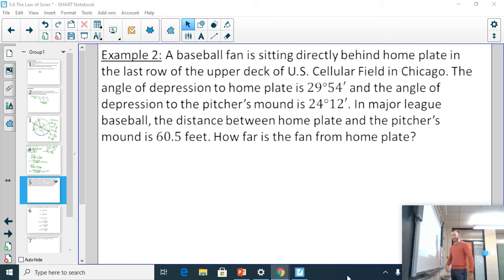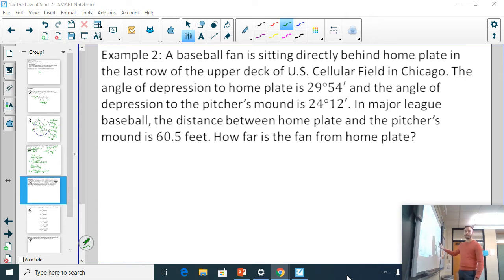All right, guys, welcome back to the second part of 5.6. And today we are really just going to be going through some examples. And so, first one is a word problem.